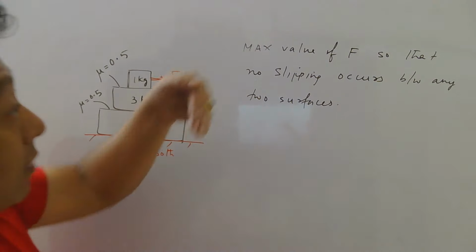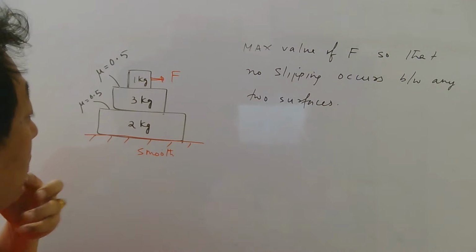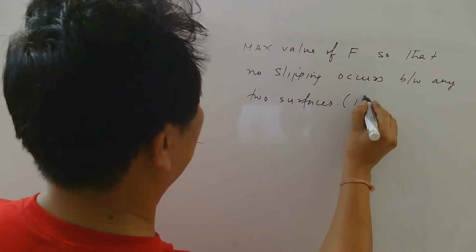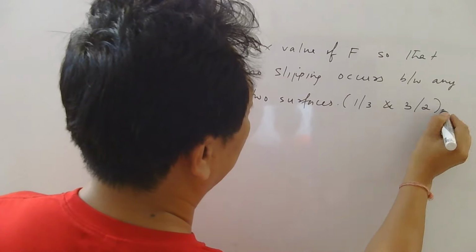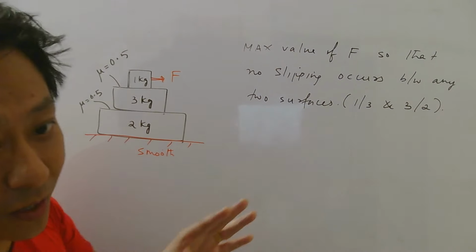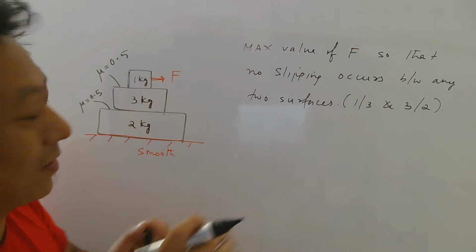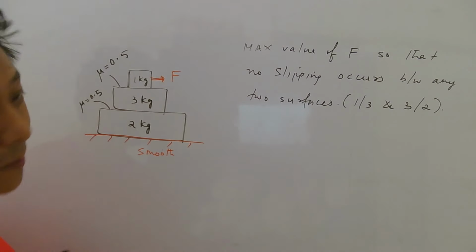So more than that force, if you apply, then slipping will occur. Now of course the slipping will occur between any two surfaces, meaning between 1 kg and 3 kg and 3 kg and 2 kg. So what is the maximum value of this F so that no slipping occurs? More than that force, slipping will start. Now here obviously slipping will start because this is smooth.